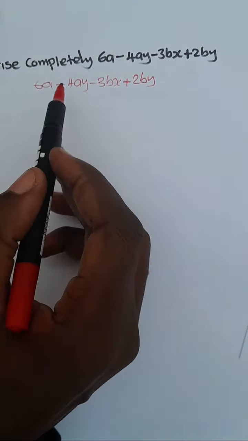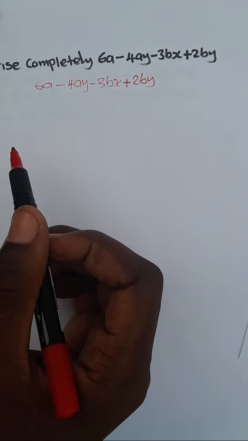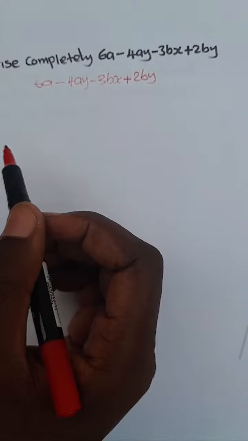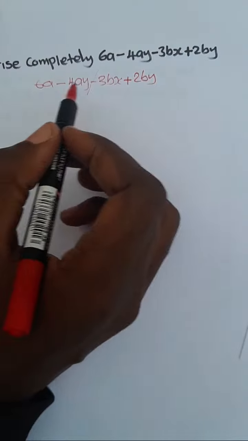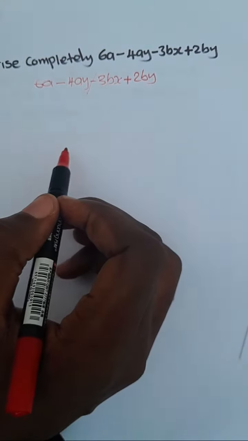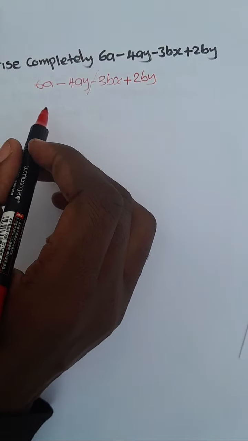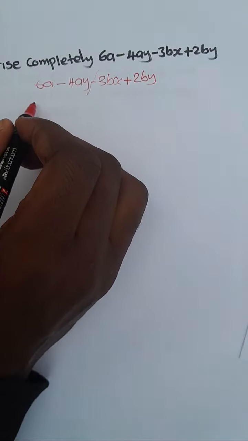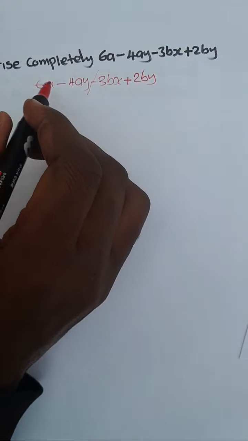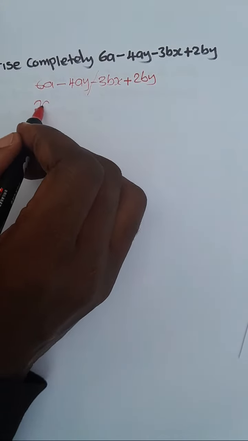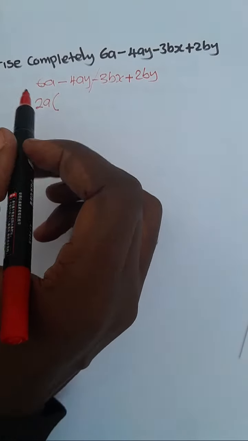So you can see that we have 1, 2, 3, 4 terms. And because we have 4 terms, it means we're going to factorize this by the grouping method. So we're going to factorize these first 2 terms on their own and these last 2 terms. When you look at these first 2 terms, the highest common factor is 2, because 2 can go into 6 and 2 can go into 4. Again, a is found in both, so 2a is the highest common factor, and then we factor it out like this.